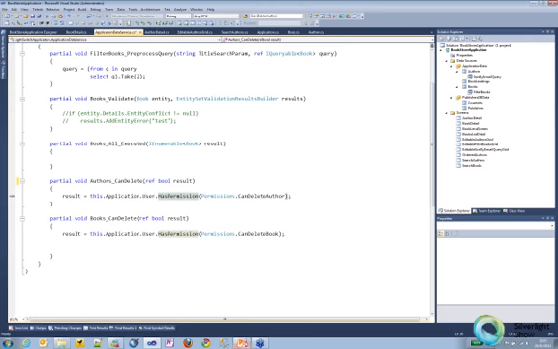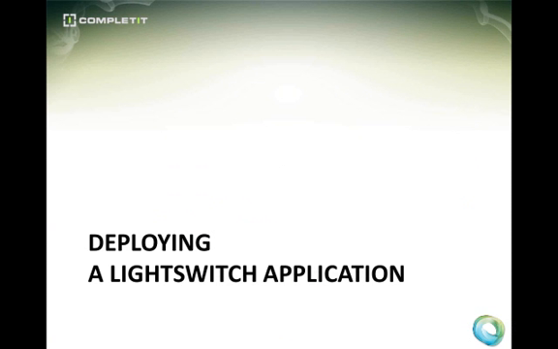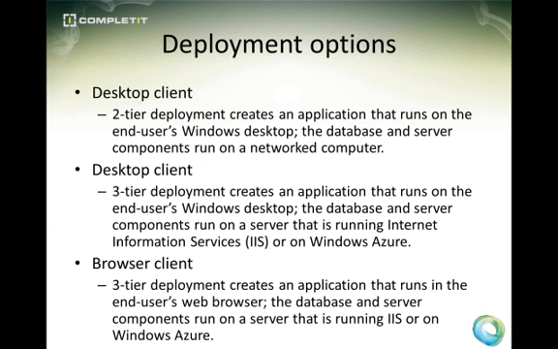2 more things that I want to show you. Very briefly, how we can deploy an application. Well, deploying an application, there's basically 3 options that we have. Either we do a desktop deployment, in which we run everything on the same machine, both the application as well as the database and the server components, all on one machine. That's of course the easiest thing to do.